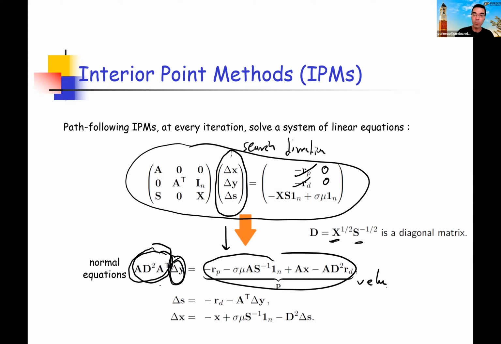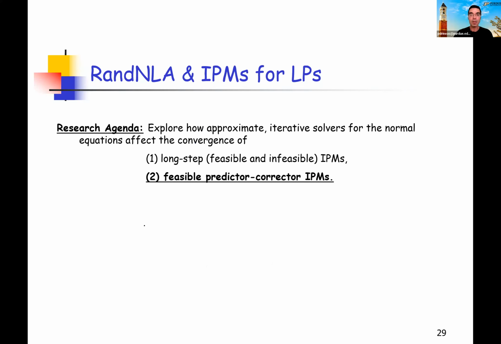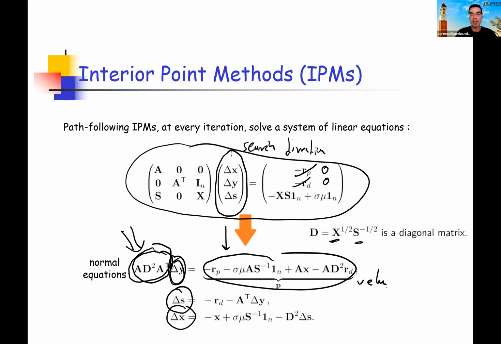Once you have computed delta y, computing the update for the slack and the update for the primal is very easy. It's just matvecs, matrix-vector products. So all the work is right here in the normal equations. And that's where we're going to try to do some improvement by using approximate methods. So approximate iterative solvers for the so-called normal equations. I should have mentioned that these have a name. They're called the normal equations. So we want to solve them approximately.